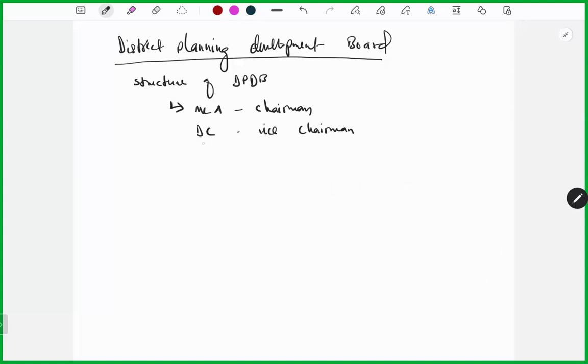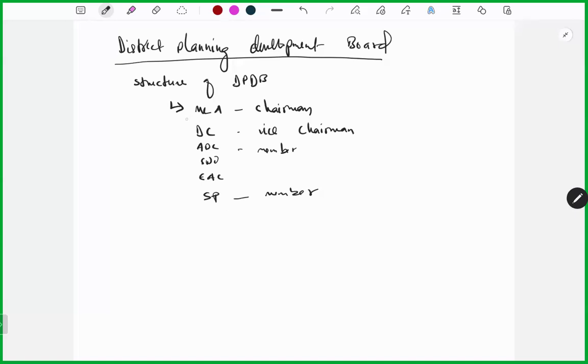So here, after the DC, the ADC will come, members. Then the SDO will come. After that, ESC will come, and after the ESC, SP will come. In the other department, which is the police, there will be only one member from the other department. SP is the only member from the other department, not the SDPO or additional SP, but only SP.